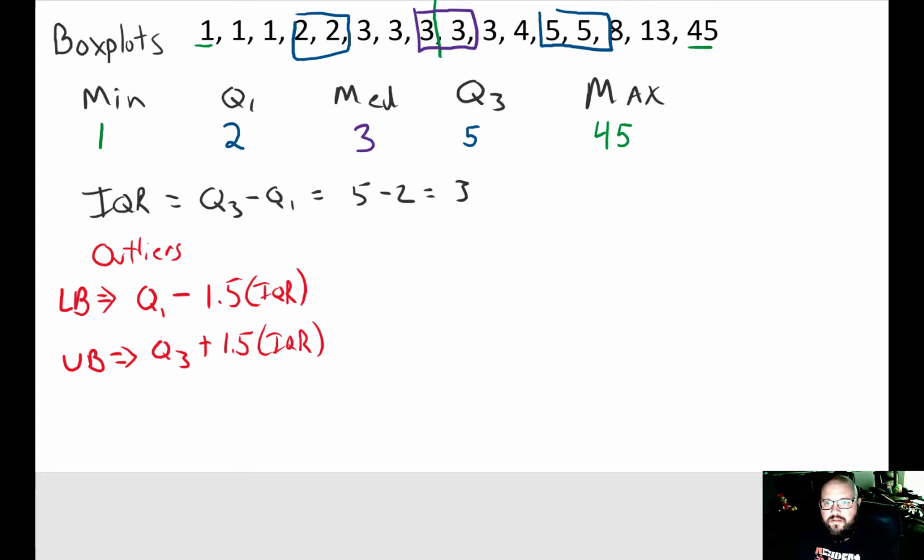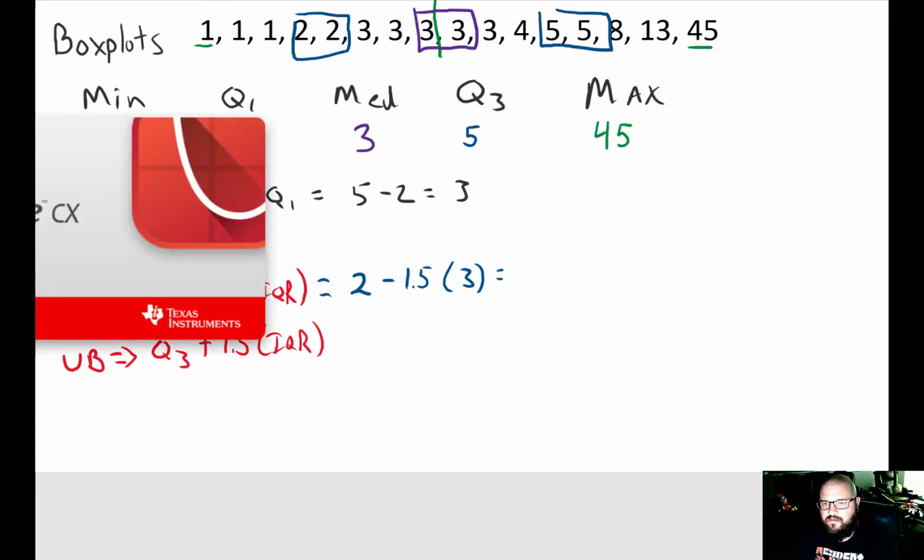Alright, so for this, on the lower bound, we're simply taking Q1, which we had was 2, subtracting 1.5 times our IQR of 3, and determining what our lower bound is.